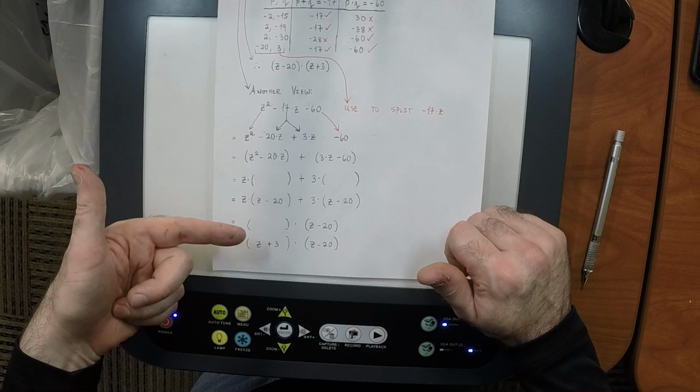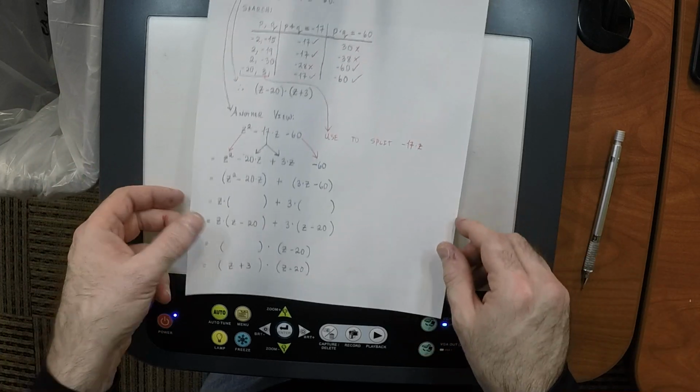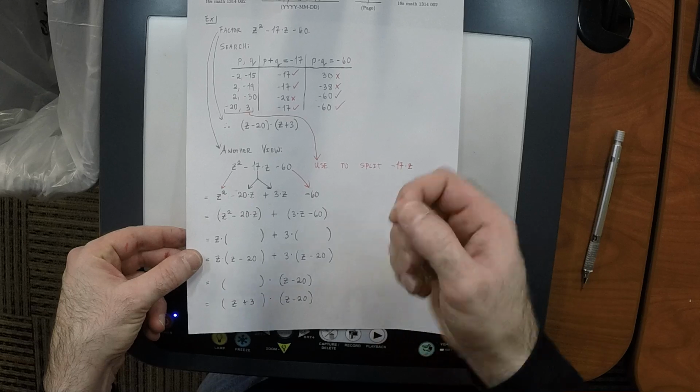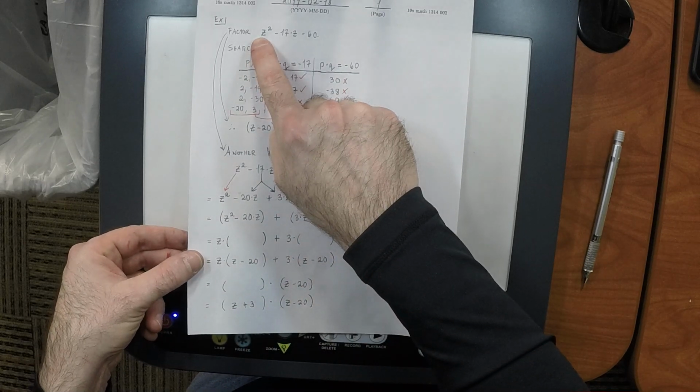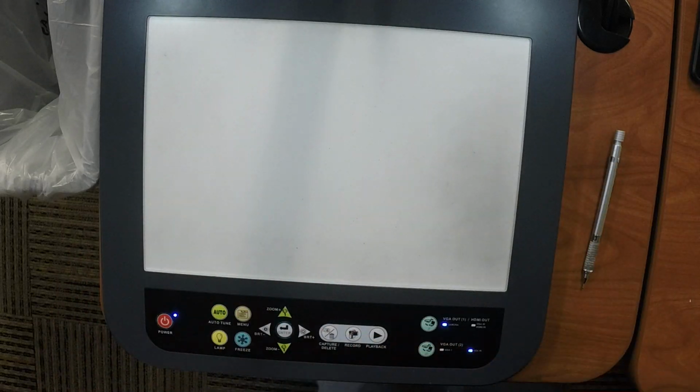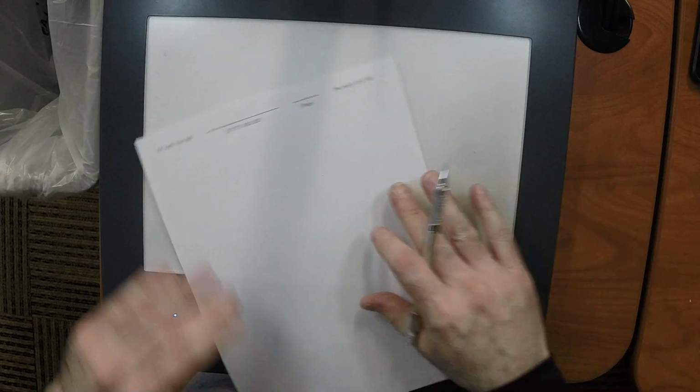So you would reasonably say, okay, fine, but then why do we do any of this at all? Okay, that's because we need to be able to factor the non-monic case, the case when the leading coefficient is not 1. Okay. So here's how that works.